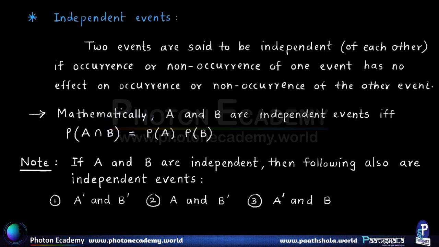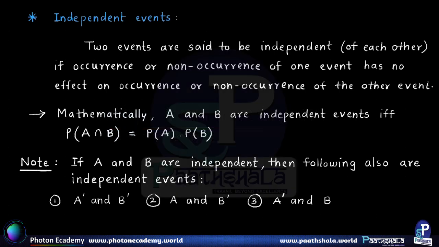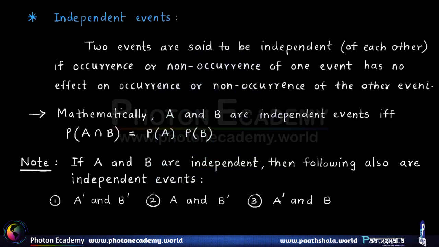Now we have to note one important thing: if A and B are independent, then the following pairs are also independent events, that is A dash and B dash, A and B dash, and lastly A dash and B. So basically all four of these pairs are independent events. Given any one, the remaining three automatically follow.